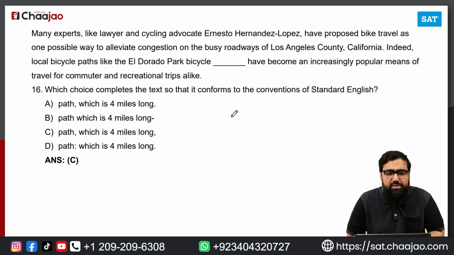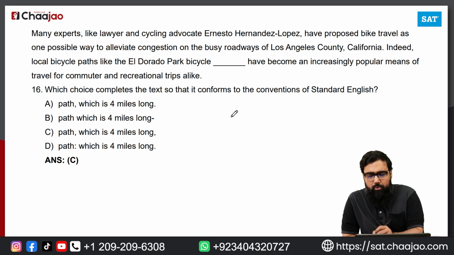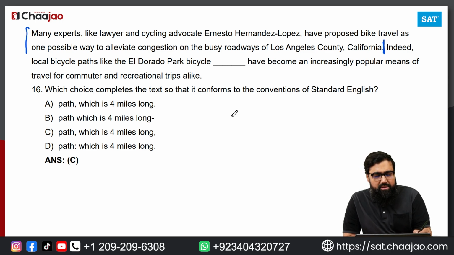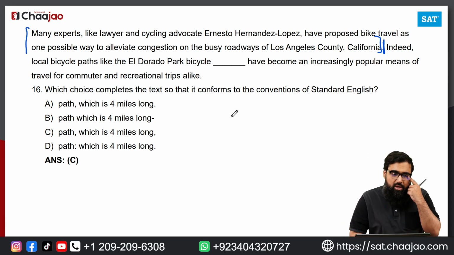If you look at the next question, it says many experts like lawyer, cycling advocate Ernesto Hernandez Lopez have proposed bike travel as one possible way to alleviate congestion on the busy roadways of Los Angeles County, California. Indeed, local bike paths like El Dorado bicycle path, which is 4 miles long, have become an increasingly popular means of travel for commuters and recreational trips alike. So we are going to start from here, because the previous sentence is done and we don't have anything to do with it.